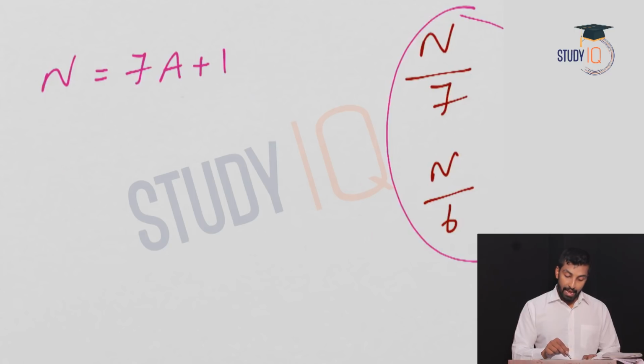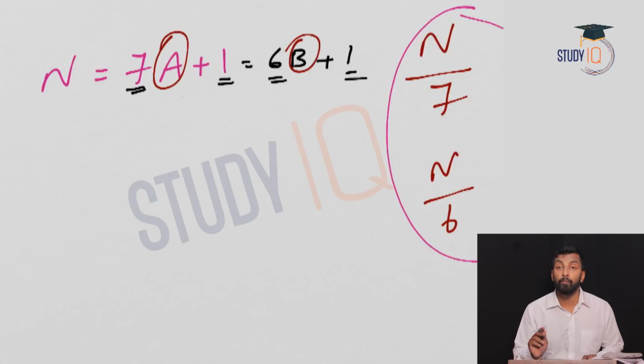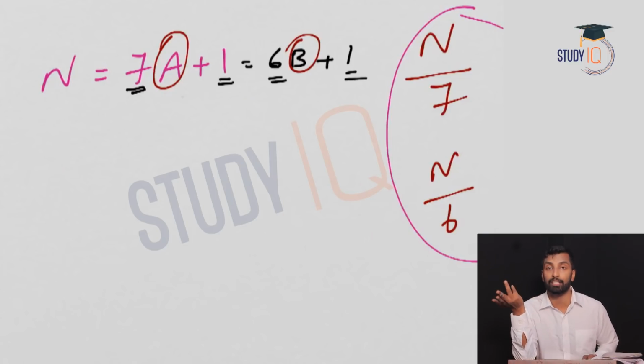Similarly, the same number when divided by 6 leaves the same remainder 1. How will you write that? 6b plus 1. So 7 is the divisor in the first case, 6 is the divisor in the second case, and in both cases the remainders are the same. Why did I mark a and b? Because obviously the quotients are different. When you divide the same number by different divisors, the quotient has to be different.